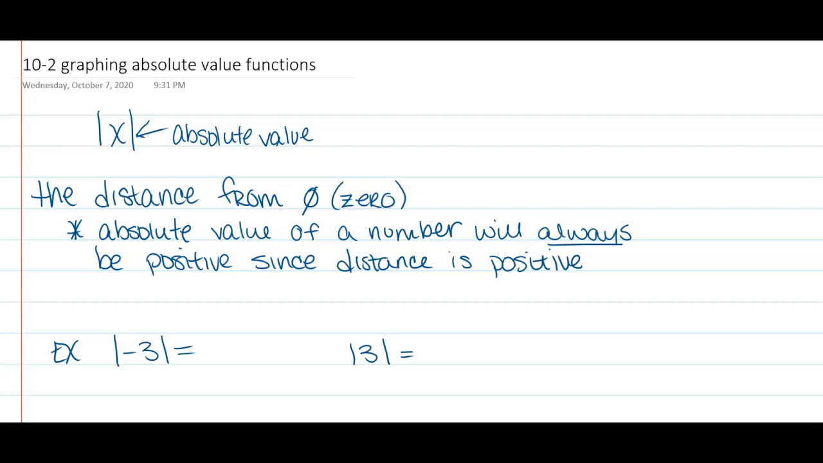So for this video lesson, we're going to be graphing absolute value functions, but let's find out what an absolute value function is. When we're talking about absolute value, we're talking about the distance from zero. So an absolute value of a number will always be positive since the distance from zero will always be positive.